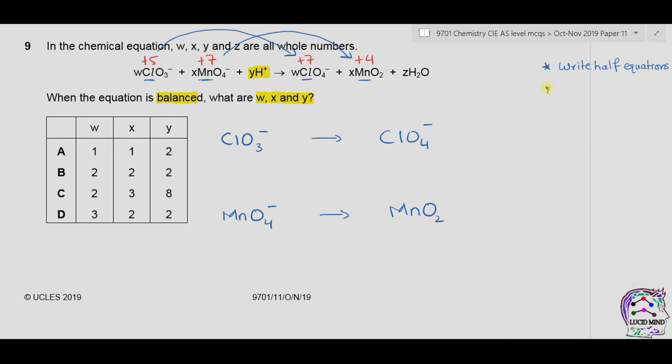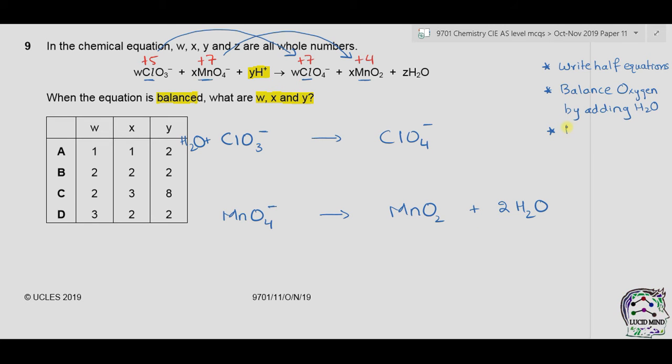Now second point is to balance oxygen, by adding H2O on the opposite side. Now in the first equation we have 3 oxygen atoms on the reactant side and 4 oxygen atoms on the product side. So we can add water molecule on the reactant side to balance oxygen. Similarly, in reactant we have 4 oxygen atoms and on product we have 2. So we can add 2 H2O to balance oxygen atoms.